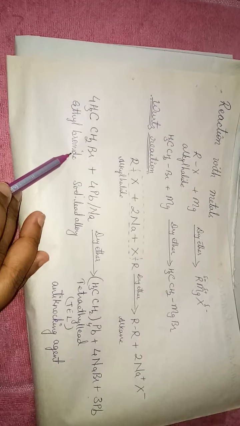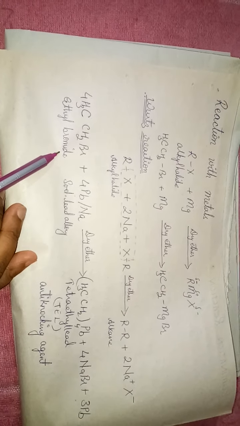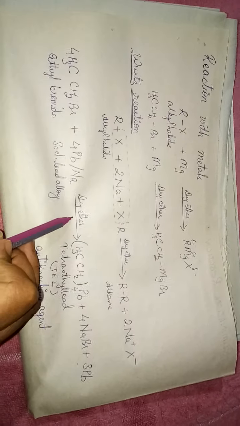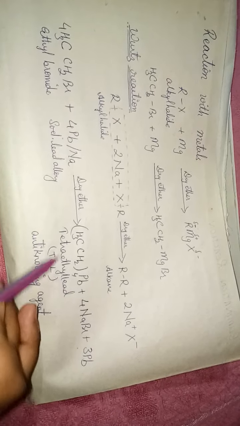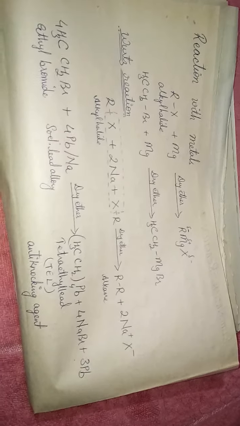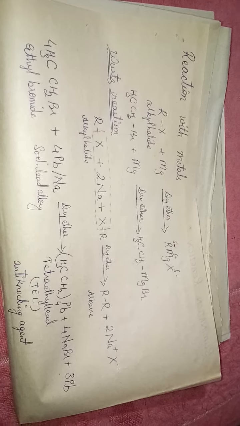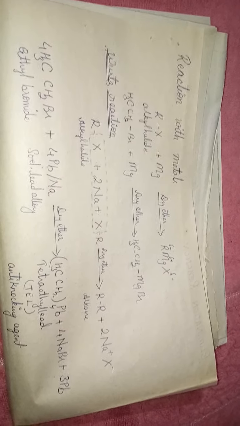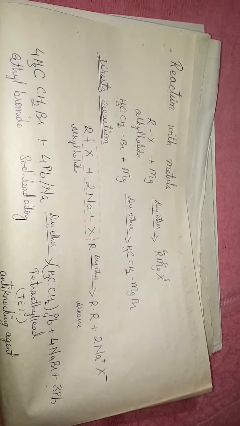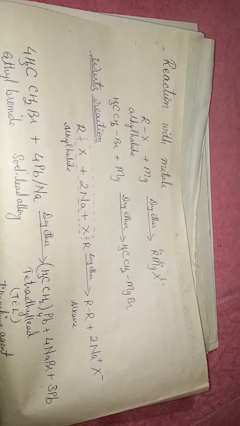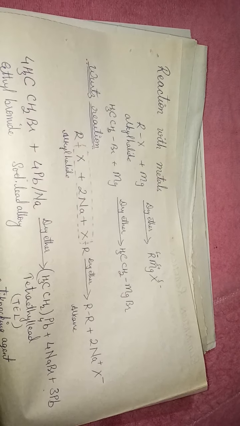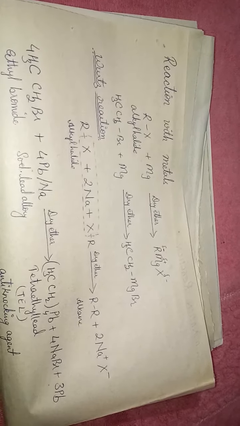Also you can see if we react with some other metals. Ethyl bromide on reacting with sodium-lead alloy in the presence of dry ether will give us TEL, that is tetraethyl lead, which is an anti-knocking agent. Reaction with metal is necessary to form Grignard reagent because it will react to form hydrocarbon. It is a good method for converting alkyl halide to hydrocarbons. Now next we'll study chemical reactions of haloarenes.